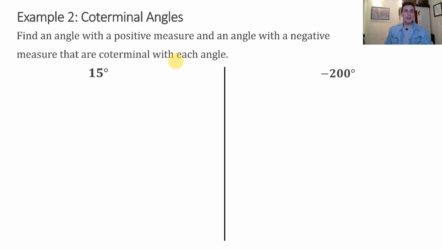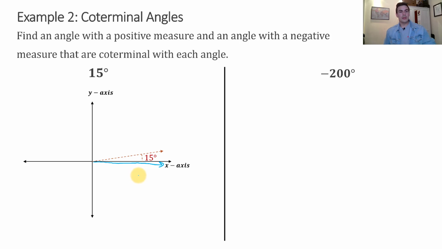Let's take a look at something called coterminal angles. Coterminal angles are ways that we can express the same angle in multiple different ways. It's asking us to find an angle with a positive measure and an angle with a negative measure that are coterminal with each angle. Essentially, if I have this angle of 15 degrees, the positive x-axis is my initial side. Let me draw it a little bit straighter. This would be my initial side here for any angle.